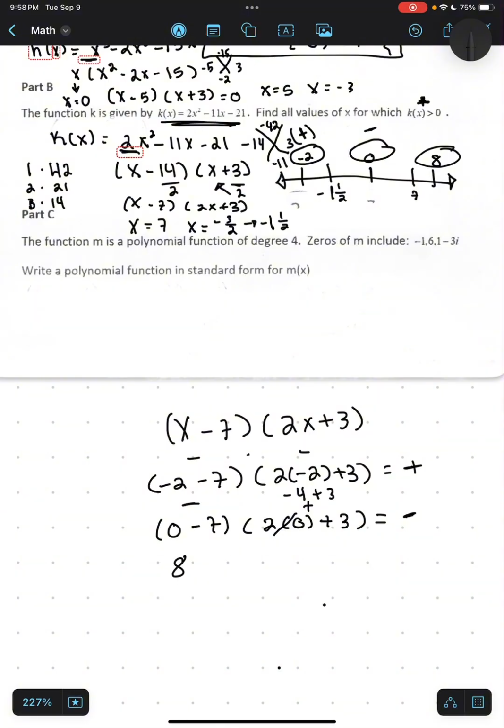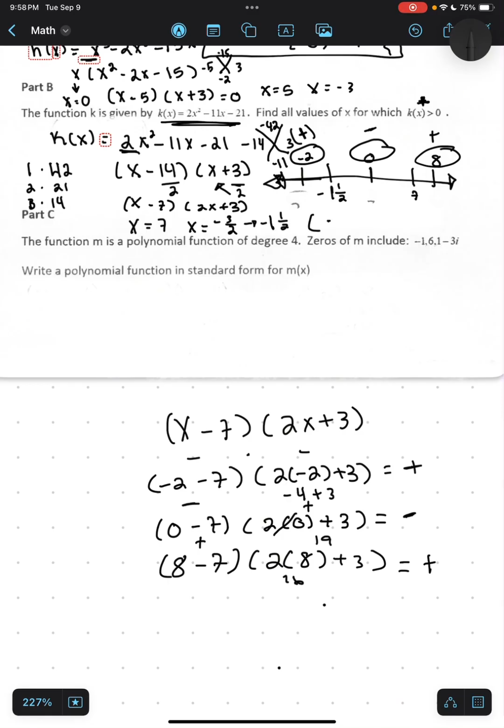Now we bring 8 down. 8 minus 7 gives us a positive 1. And then 2 times 8 gives us 16, plus 3 gives us 19. So this is a positive times a positive, which is a positive. So now we know that our equation is positive from all the way left to negative infinity.